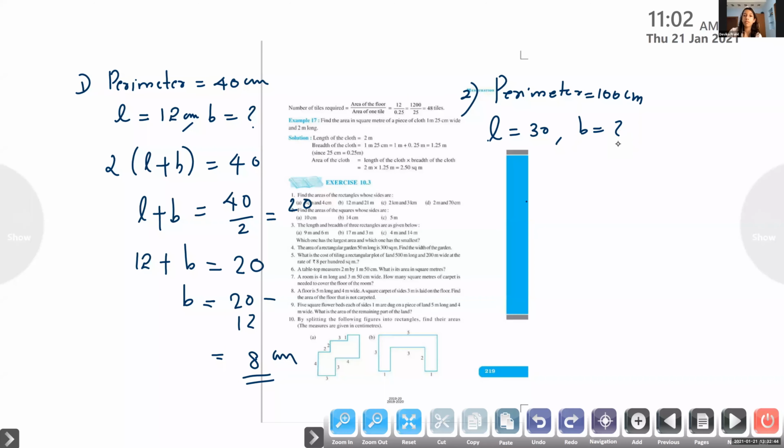Any problem? No, ma'am. Can do the same method, right? Ma'am, yes, we have to write these two. Do it. Second question you have to do on your own. Okay, ma'am. Ma'am, finish.